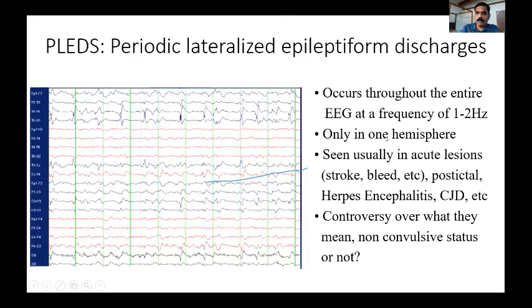Okay, mostly in one hemisphere, but something called biplets is there, where you can have it in both hemispheres. When you see these plates, it usually indicates acute lesions like stroke, bleed, post-ictal phenomenon, and is usually typical of herpes simplex encephalitis and CJD, that's a slow viral disease. There is a controversy over what this means. Do they really mean epileptic activity or non-convulsive status? It's not very clear whether we should treat these plates with anti-epileptic drugs. But it's a very good indicator of an acute structural lesion like stroke, bleed, or infection like herpes simplex encephalitis.